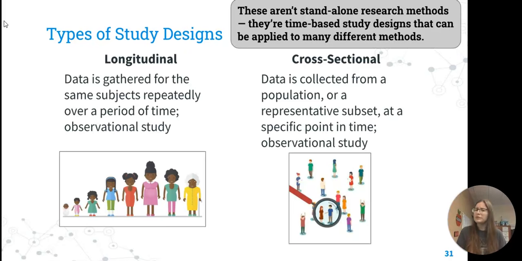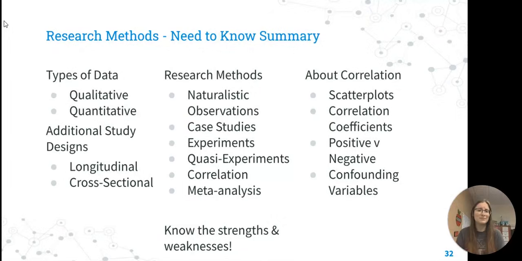Now I want you to think about what some strengths and weaknesses of these are, and we'll talk about that in class. So this is sort of our need-to-know summary. Make sure you know your different types of data, the different types of study designs, time-wise, our core research methods, and a little bit of these things about correlation. And the big thing, make sure we know our strengths and weaknesses.